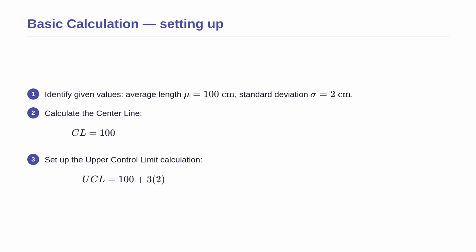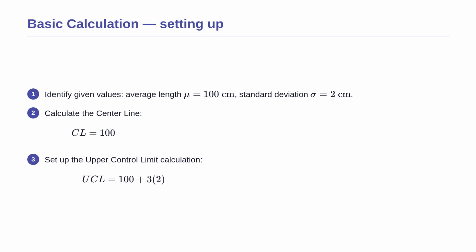Now that we have seen the diagram, let us walk through a simple numerical example to see how these formulas work in practice. Imagine a factory produces steel rods. We are given that the historical average length of a rod is 100 centimeters and the standard deviation of the cutting process is 2 centimeters. We need to calculate our 3 sigma control lines. First, we identify our given values. Mu is 100 and sigma is 2.